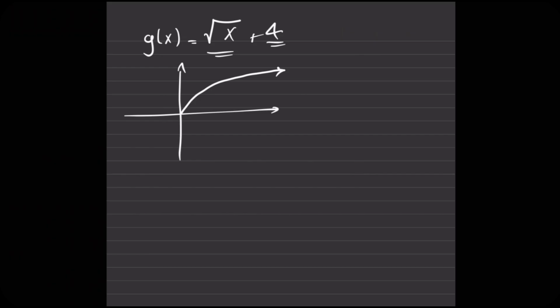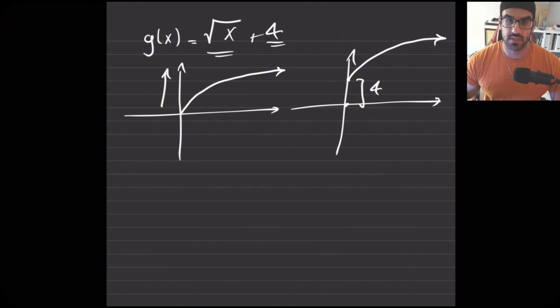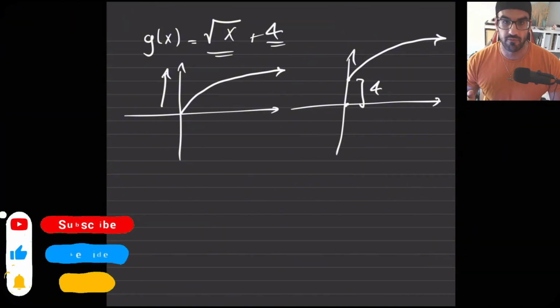It means that I have to move this guy to the top by 4. How can we do that? I have to do something like this. This guy is going to be moved to the top by 4 itself. As simple as that. The very first thing to consider is just the main function itself. I want a square root of x, and after that I move it up on y because I have positive 4.